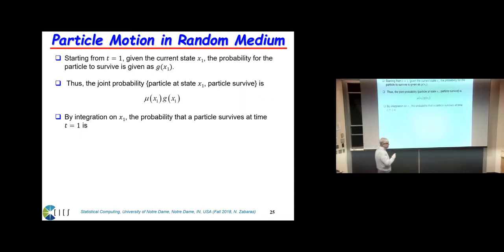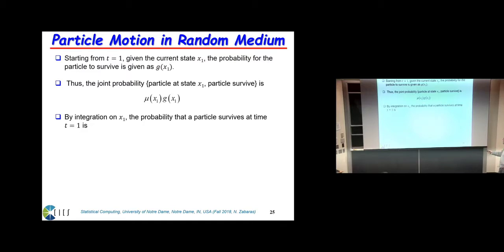Let's compute the probability that the particle survives at time 1. Would you agree with me that that probability is equal to that, if we knew the state x1? So if we knew the state x1, two things need to happen. This is the probability that we sample the state, and g of x1 is that it survives at time 1.